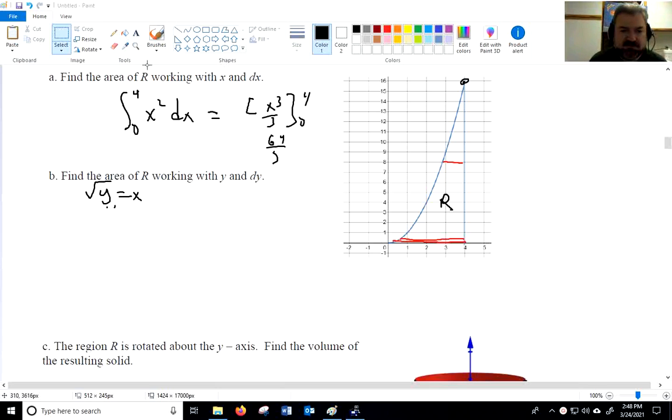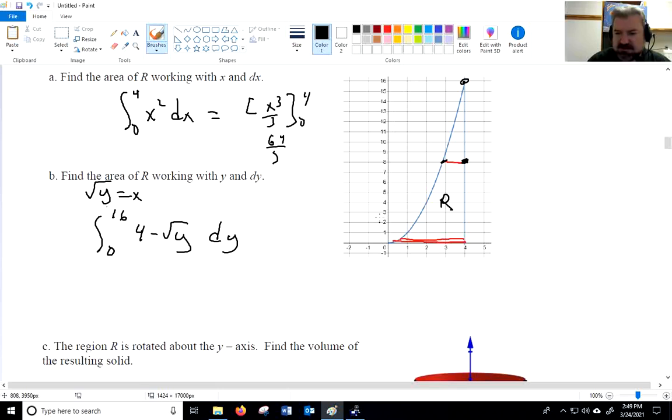So if I work in terms of y's, I need to solve for x as a function of y. So if we solve x squared equals y, we get the square root of y equals x. Technically, we get plus or minus, but I can ignore the negative because we're only in the first quadrant here. So I have x equals the square root of y, and I need to express this distance from here to here to find the area. This is a 4 for an x-coordinate, and this is the square root of y. So this is the integral from 0 to 16, the y-coordinate 16, of 4 minus the square root of y. If we just did the square root of y, we'd actually be getting this area to the left, in between the curve and the y-axis, but we want the area in between the line x equals 4 and the curve, so I have to subtract the two.